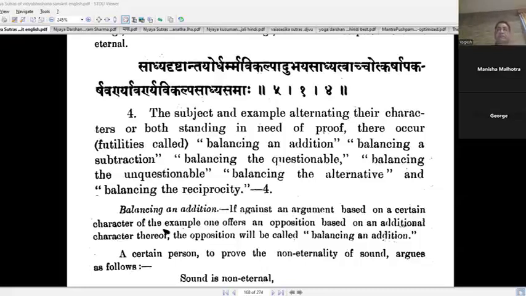So in reciprocity, what will happen is you will replace the sadhya, the thing to be proved, with the thing with the drishtant. So you will interchange them. We will come to that in the example, so don't worry about it. All these methods of proof have a flaw, that they can use multiple conclusions. You can reach multiple conclusions.